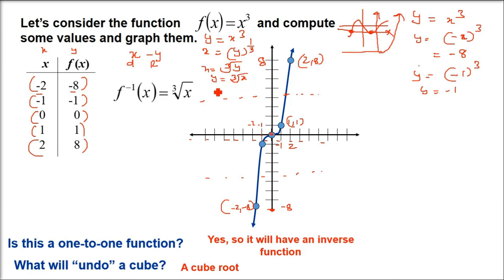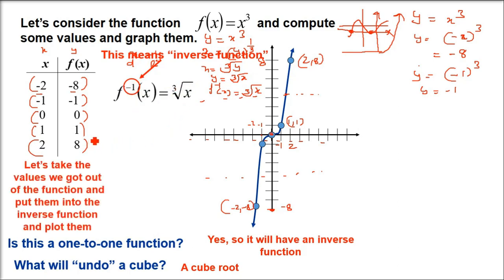Okay. Now every time you have a function f(x), f(x) is y. So here f inverse x is y only, which is going to be cube root of x. This is the inverse function. Now what we do is, same way, we are going to put the value of x and try to find out the value of y.